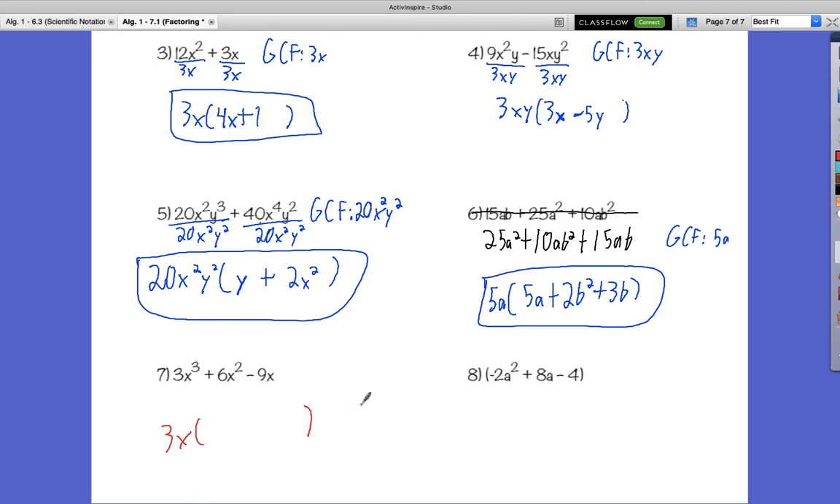What are we left with in the parentheses? I want you guys to write down what we're left with in the parentheses. When you have it, or have questions, raise your hand.